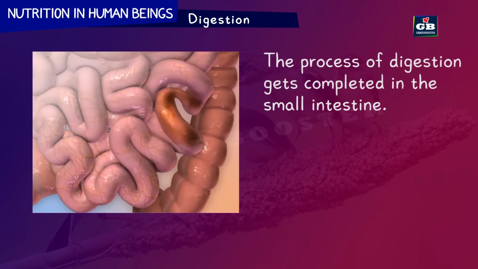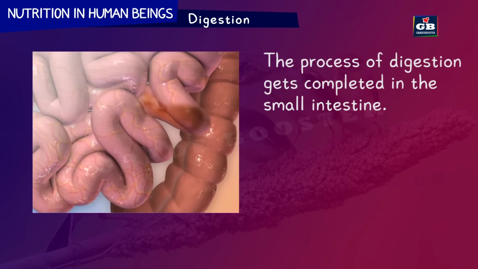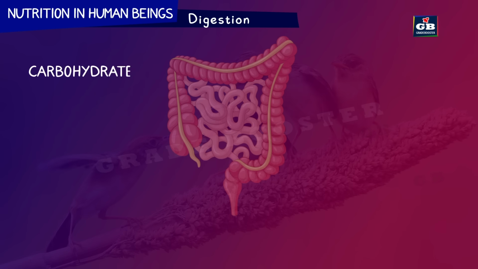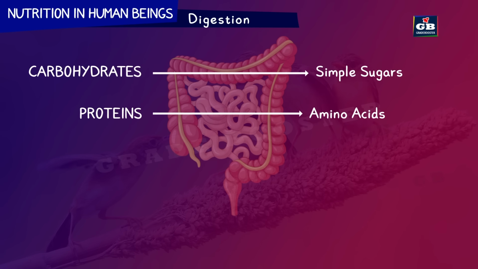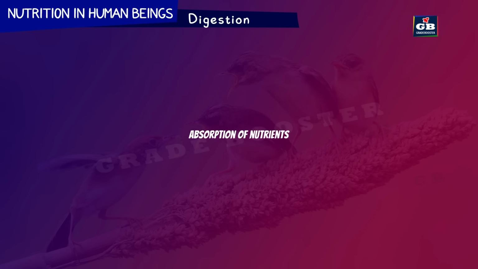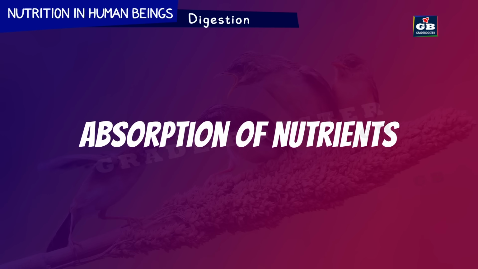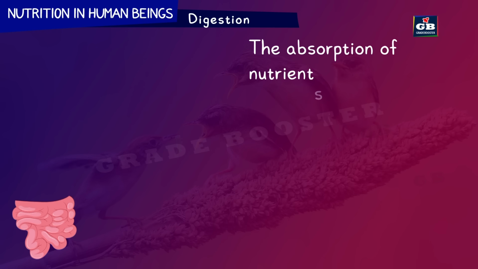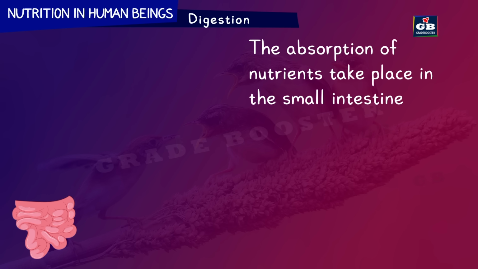The digestion of food gets completed in the small intestine. In the complete process of digestion, carbohydrates are converted to sugars, proteins are converted to amino acids, and fats are converted to fatty acids and glycerol. Absorption of nutrients. The nutrients that are formed in the process of digestion are absorbed into the blood circulatory system. The absorption of nutrients takes place in the small intestine.